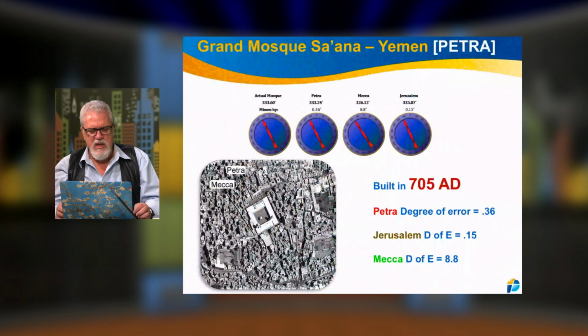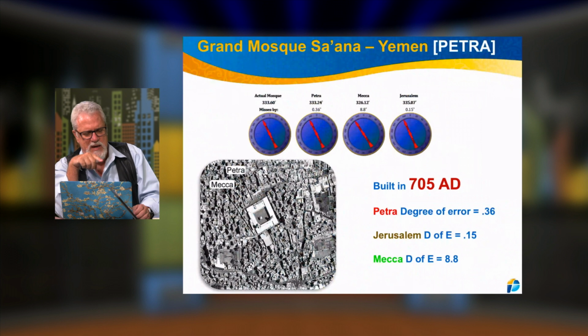Now we go down to Yemen. We're going down to Sana'a, the Grand Mosque in Sana'a, and there we see it's 705. Unpack that one for me. So it's built in 705 in Yemen.